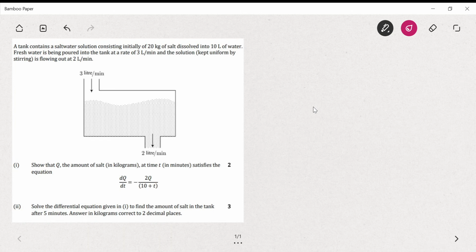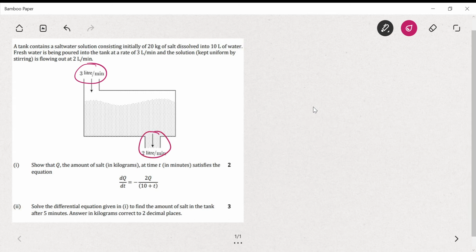Okay, so what I want to do is have a look at this question from the James Ruse Ag High School trial in 2020. We've got a tank with saltwater solution with 20 kilograms of salt dissolved in 10 litres of water. And fresh water is being poured into the tank at a rate of 3 litres per minute, as it says here. And we've got solution coming out at 2 litres per minute.